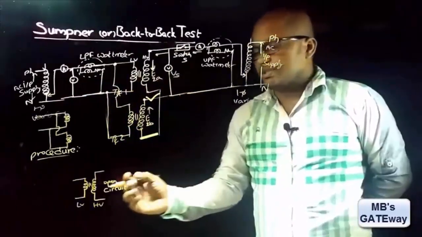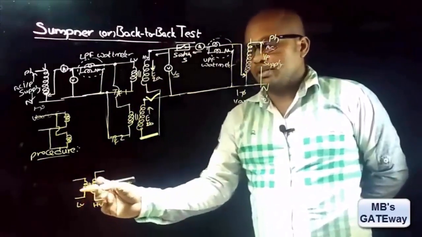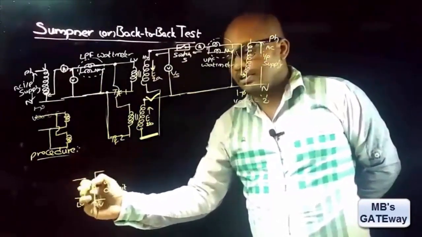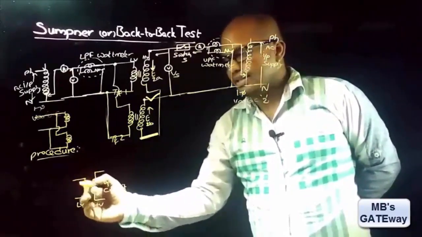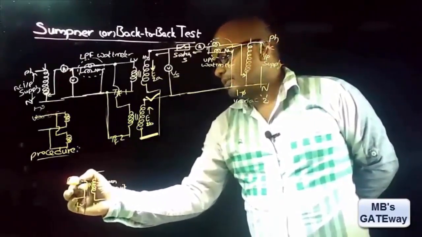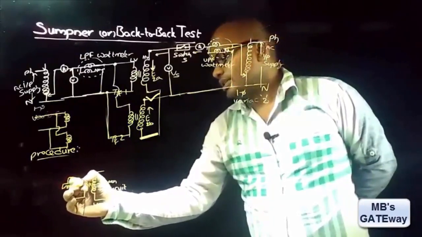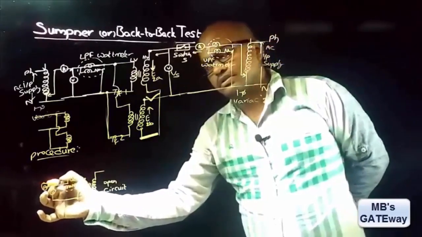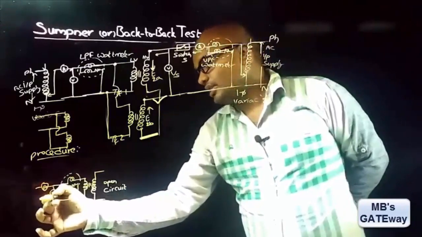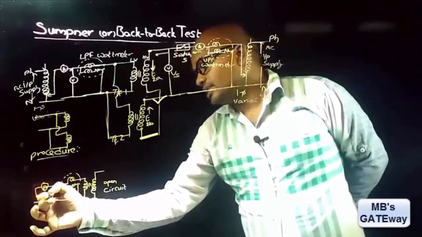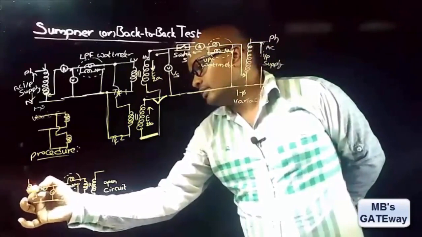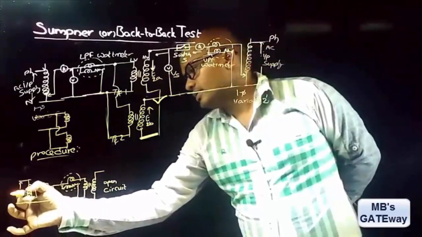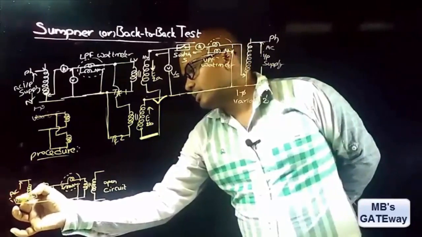In open circuit test, the HV side is left open and on the LV side the rated LV voltage is applied. To measure the input power taken by the transformer, an LPF type of wattmeter is connected. To measure the input voltage, voltmeter V, and to measure the input current I0, ammeter A. It is taking supply from a single phase auto transformer. This is the AC input supply.